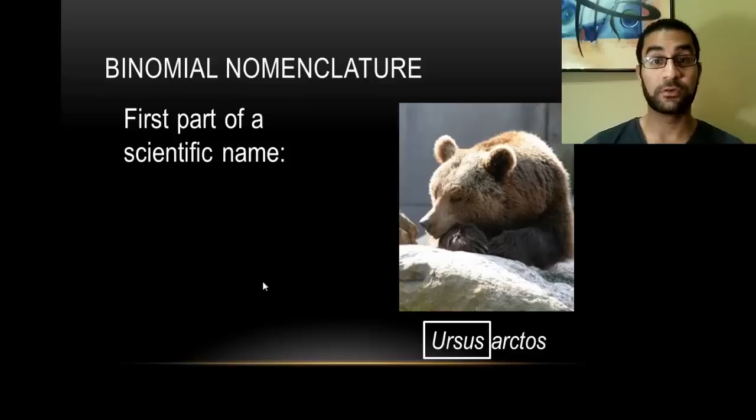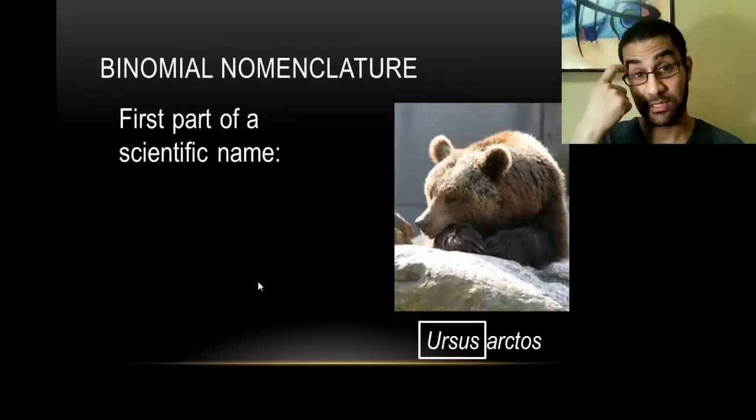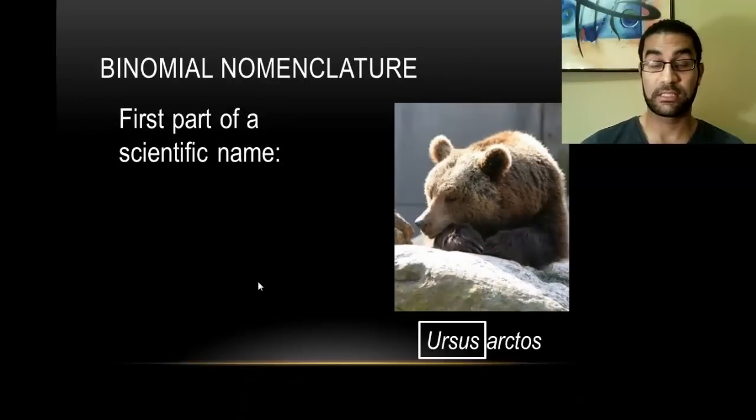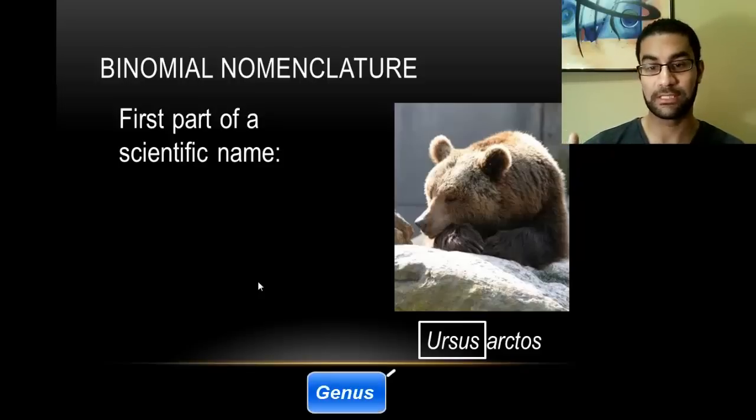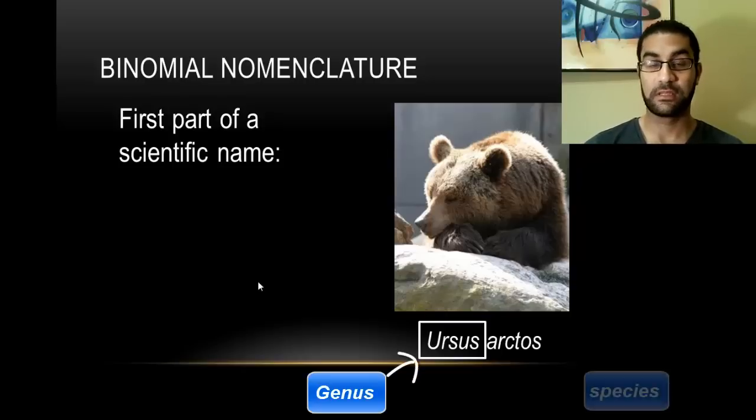All right, so binomial nomenclature, let's break it down real quickly. The word binomial literally means two names. So binomial nomenclature is just the two name system that taxonomists use to give a scientific name to all living things. So this two name system is basically, again, the breakdown of the last two categories within taxonomy, the bottom two, the ones that are most detailed.